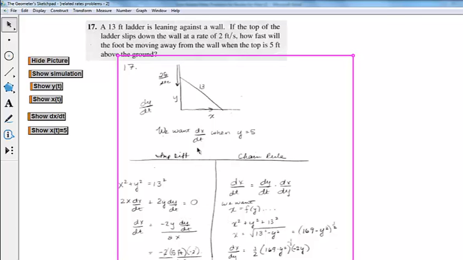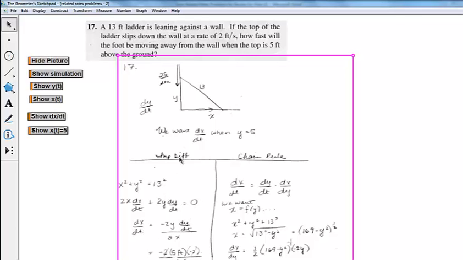So looking at it from the idea of implicit differentiation, we have x squared plus y squared equals 13 squared. So what we're saying here is that y is going to change and x is going to change, but because it's a ladder, the 13 doesn't change. So when we take the derivative of both of these with respect to time, we have 2x dx/dt plus 2y dy/dt equals 0, because 13 squared is a constant, so the derivative of a constant is 0.